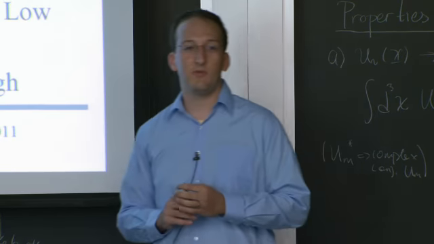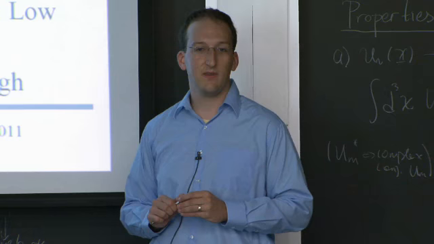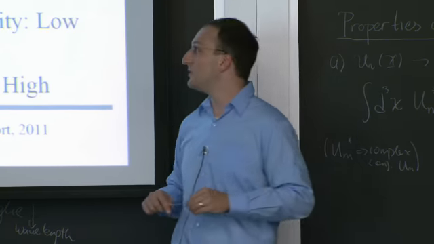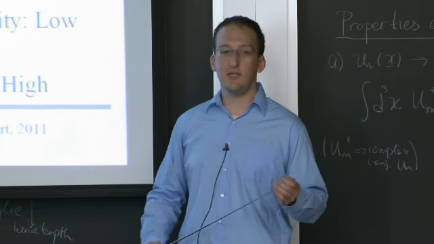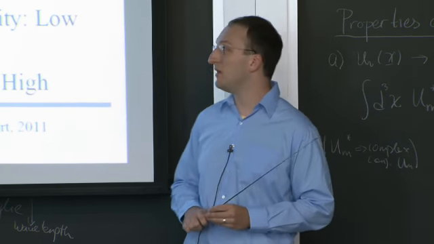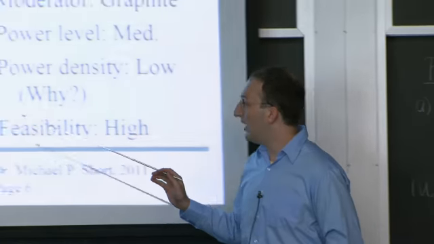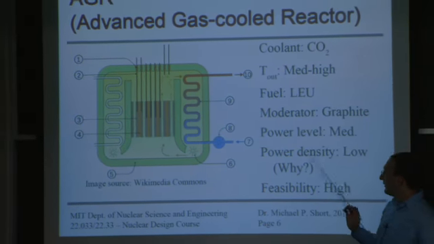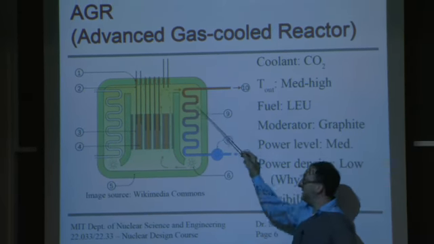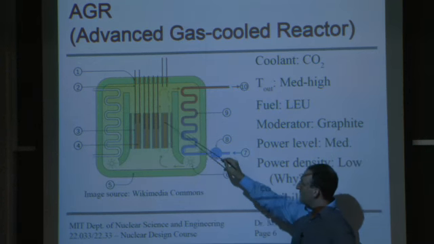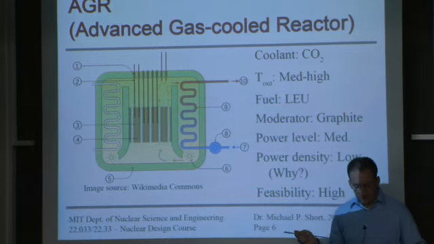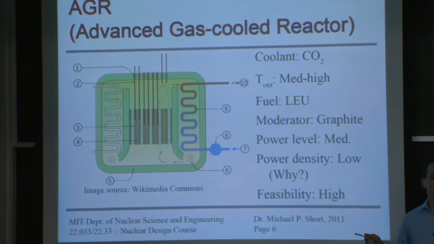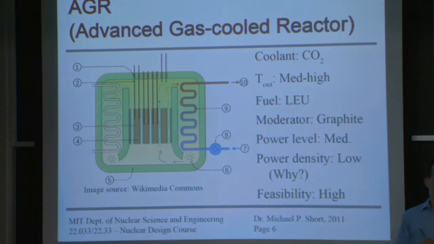So has anyone seen this one before, the Advanced Gas Reactor? Just raise your hand if you've heard of it before. Okay, so you've heard of it. This is sort of a mainstay in England. This is the next generation of the Magnox reactors. It's gas-cooled. It's quite big, and you can see it has a fairly low power density. Looking at this reactor, if the coolant is a gas, let's say CO2, the moderator here is graphite. Why do you think it would have a low power density? Or how could you tell just by looking at it that it would probably have a low power density?